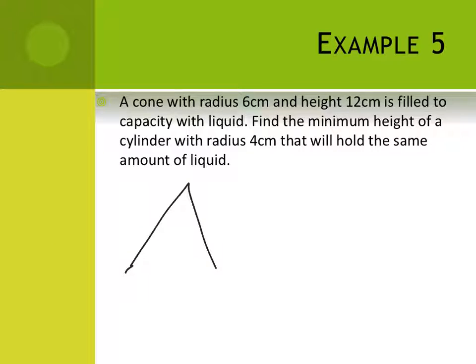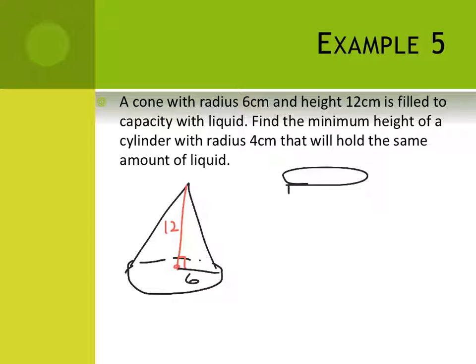Let's see, so I'm going to draw a cone, and circle it around. I need to put in a height. Remember, the height goes from the top vertex to the center. And this height of the cone is 12. It has a radius of 6. And then we also have a cylinder, and it said that it has a radius of 4.